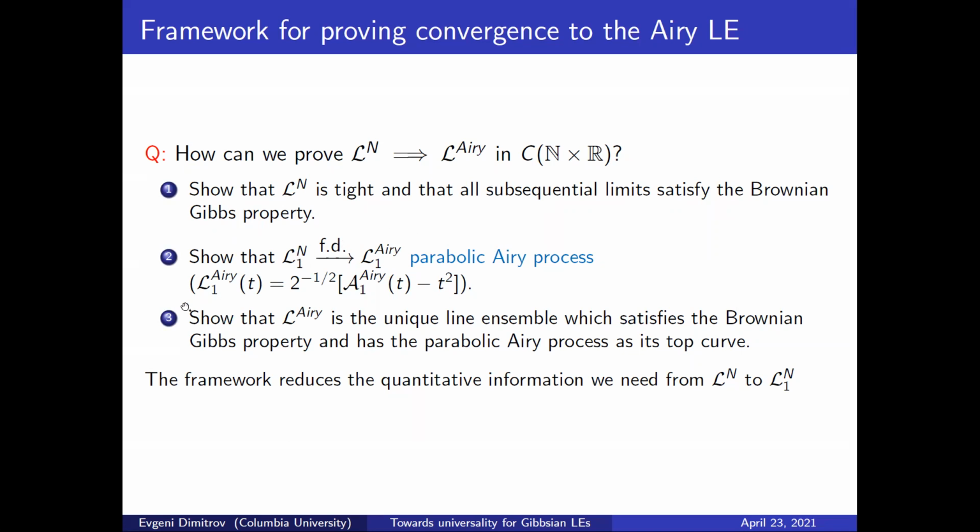And then the third point is to show that those two conditions uniquely pinpoint the possible subsequential limits, meaning that all subsequential limits need to be the same and they need to match the parabolic Airy line ensemble. Well, the main advantage of this framework is that it reduces the amount of quantitative information you need to control for your discrete line ensembles from the full ensemble to just the top curve. Okay, so we don't care if we have formulas for the second, third, or so on curves. So that's what we're trying to overcome, the necessity for such formulas. So I'm going to explain each one of these points in this talk. So I'm going to start with the third one.